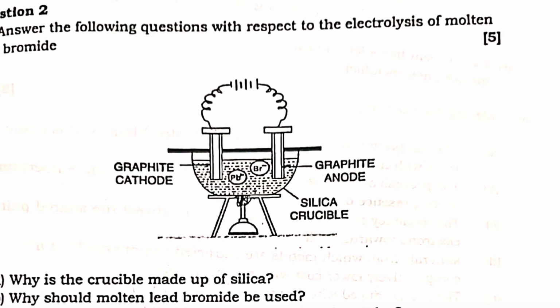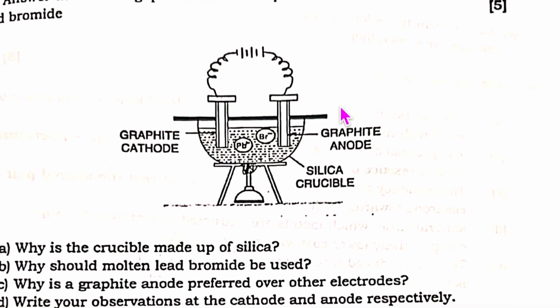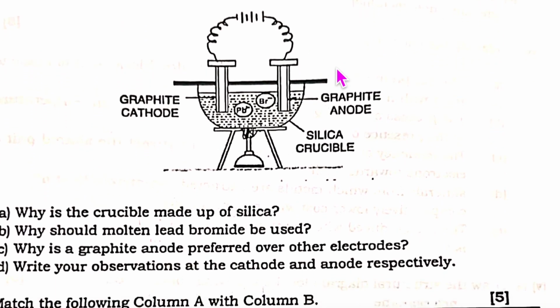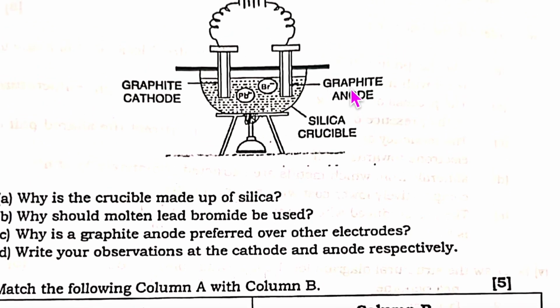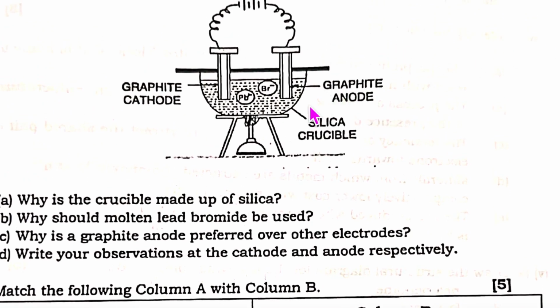Let us quickly move to this electrolysis of molten lead bromide. Now, lead bromide, you must know in your mind PbBr2 dissociates into Pb2+ and 2Br-. Pb will go to the cathode because it's a cation, and Br will move to the anode because it's an anion. Why is the crucible made of silica?